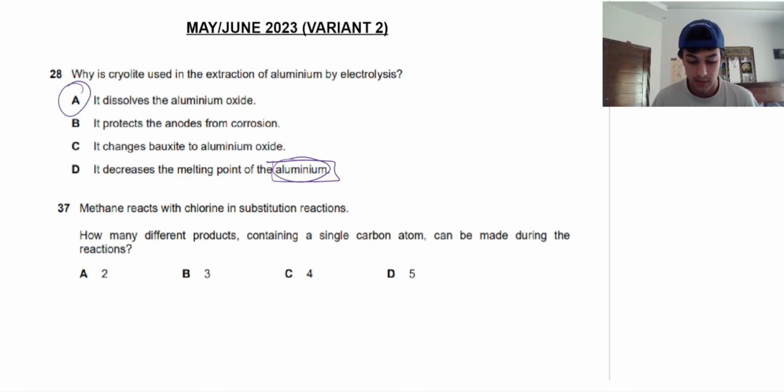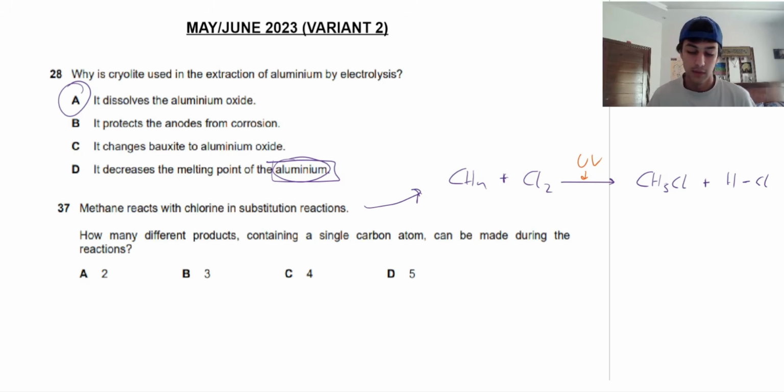Methane reacts with chlorine in a substitution reaction. How many different products can be made? So this is a tricky question. Over here, you need to keep in mind the reaction that actually occurs, which is CH4 plus Cl2, which can form CH3Cl plus HCl. And in the presence of UV light, this is how the reaction occurs. So if I were to draw the whole thing in a diagram.